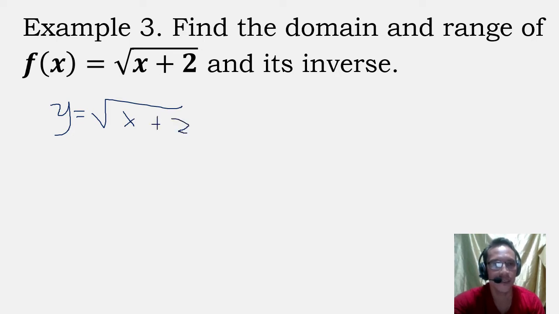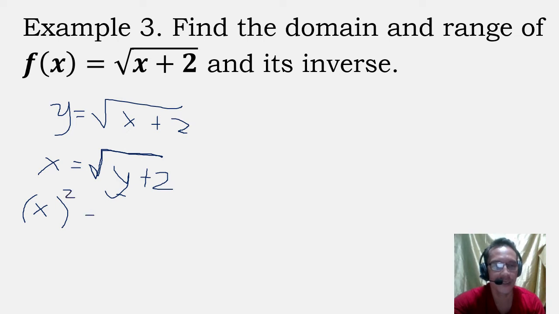So then, interchange x and y. We have x is equal to square root of y plus 2. Okay. So, we're going to isolate y. So, ibig sabihin, kailangan nating tanggalin ito. So, it means that we are going to square both sides of the equation.